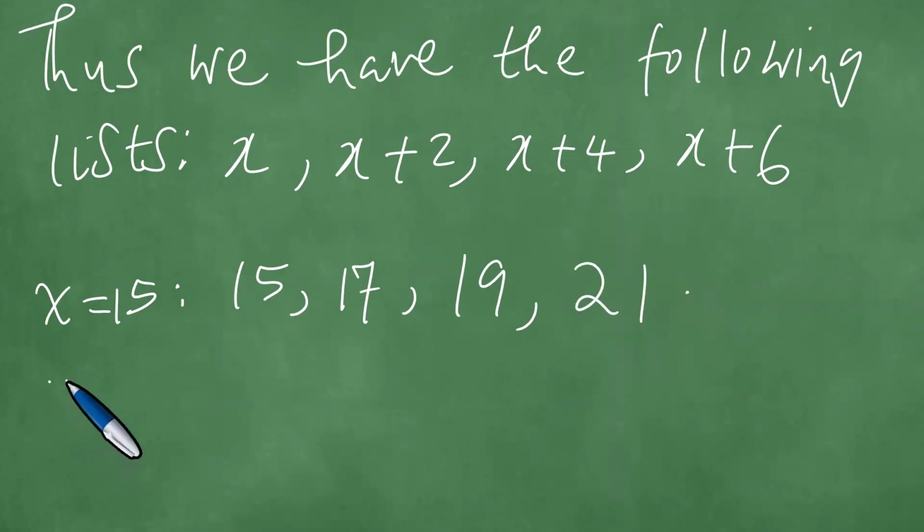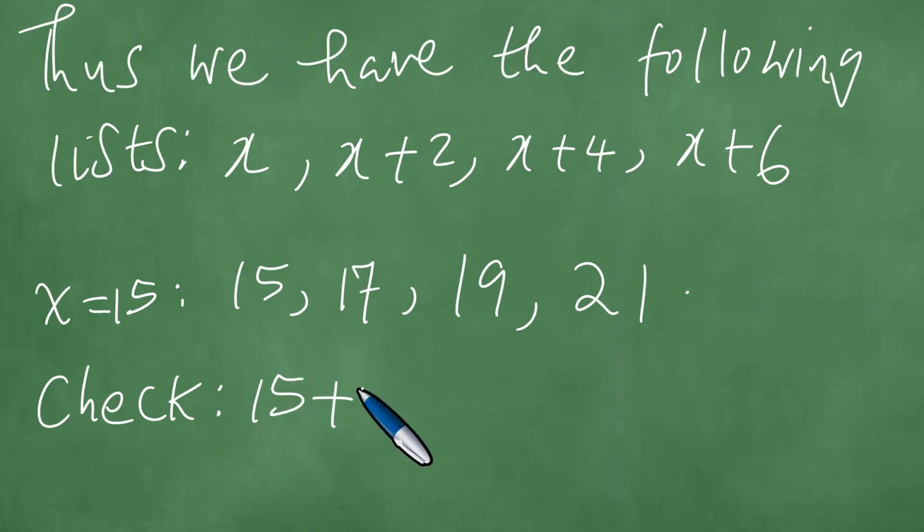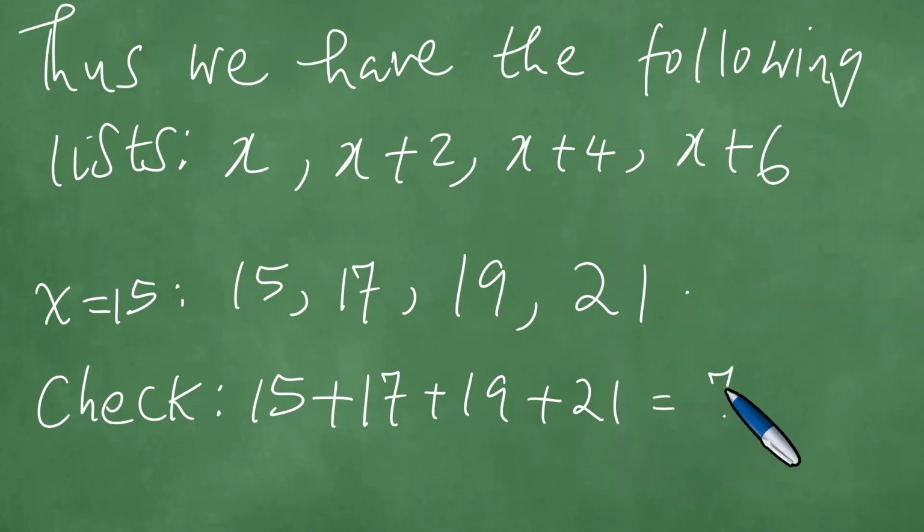And you can do a quick check, right? When you find the sum of this, 15 plus 17 plus 19 plus 21, the result equals 72. And now these actually are odd integers, and they are consecutive odd integers, okay? And they give us the sum of 72 there as required.